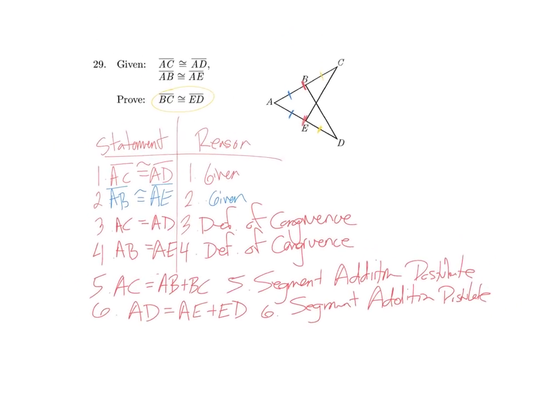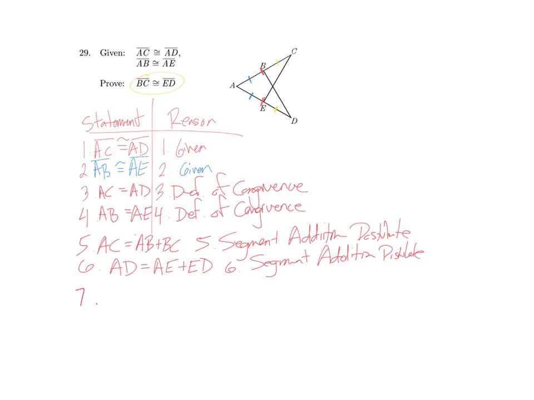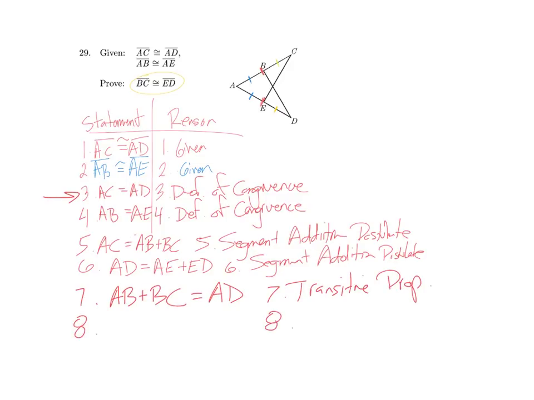Okay. All right, what am I going to do for 7 then? Well, using this information up here, all right, I could say that AB plus BC is equal to AD. You could say transitive property or substitution. All right. And then for 8, let's see here.